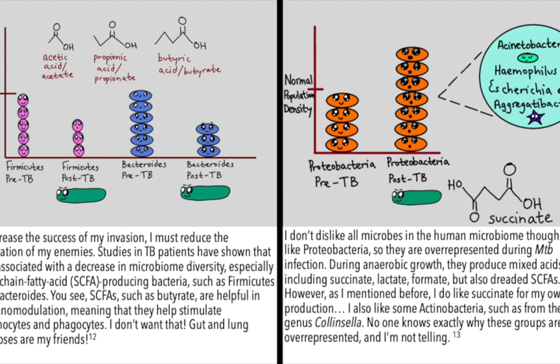I don't dislike all microbes in the human microbiome, though. I do like proteobacteria, so they are overrepresented during MTB infection. During anaerobic growth, they produce mixed acids, including succinate, lactate, formate, but also dreaded SCFAs. However, as I mentioned before, I do like succinate for my own ATP production. I also like some actinobacteria, such as from the genus Collinsella. No one knows exactly why these groups are overrepresented, and I'm not telling.